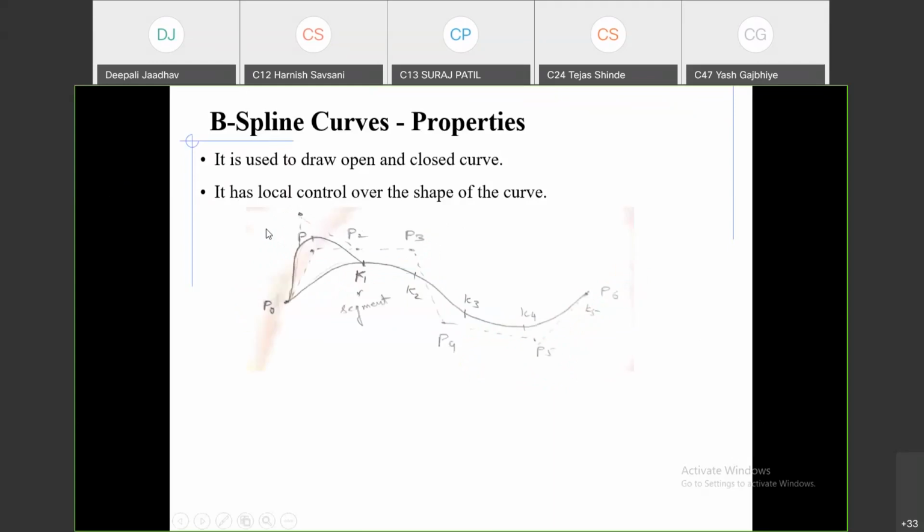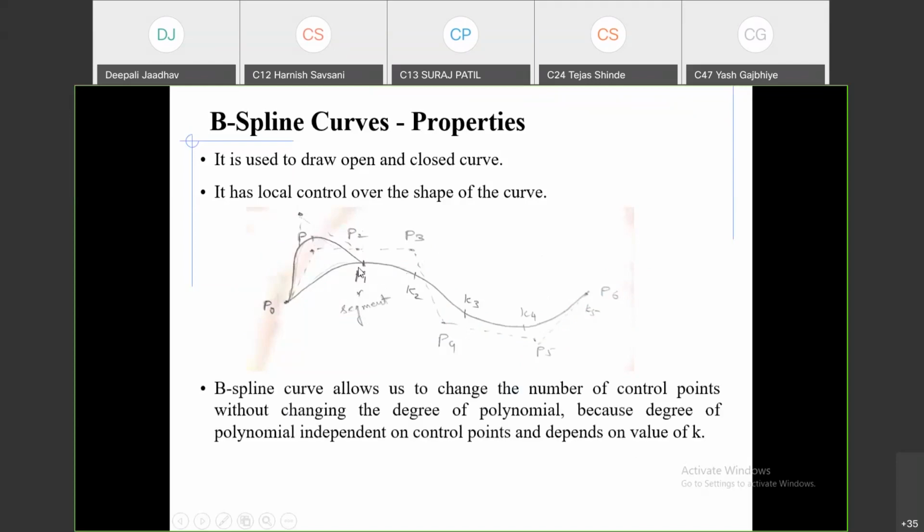So here P0 to P6, all these 7 control points. If I change this P1 from here to here, then there is a change only in that particular segment, not in the entire shape of the curve. That is the major property of the B-spline curve, that it has local control over the shape of the curve.